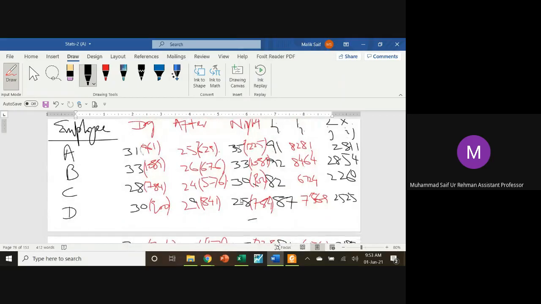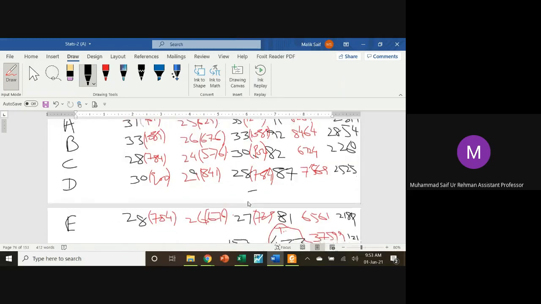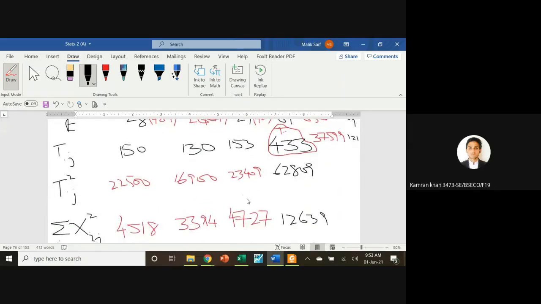Again add 2811 plus 2854 plus 2260 plus 2525 plus 2189. 12639. Exactly the same value is there. Yes, sir. 12639. This is the value.